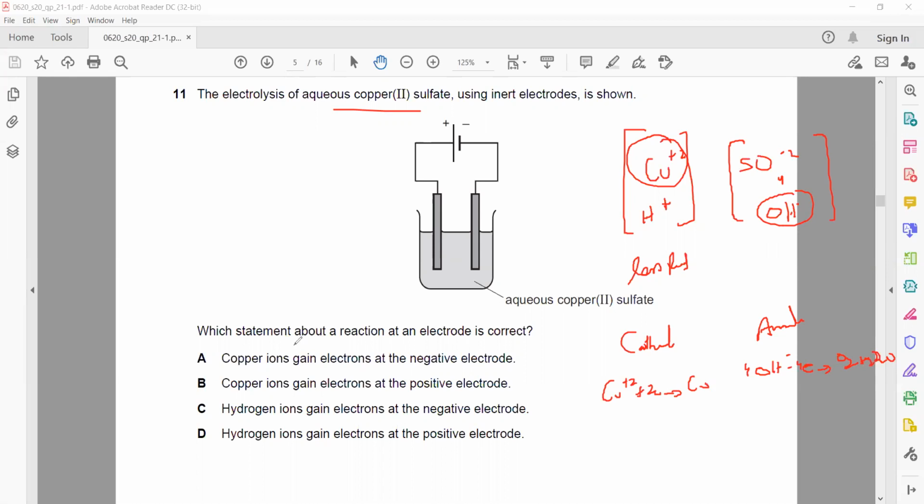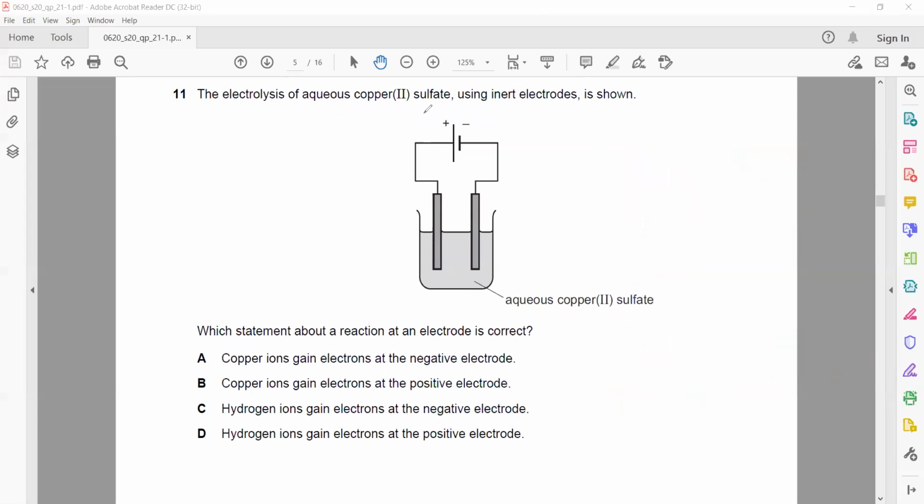Now we have to check which statement about the reaction is correct. Copper ions gain electrons at the negative electrode. That's true because the negative electrode is the cathode and copper ions are gaining electrons, so that's why A is the right answer. The other option, hydrogen ions gaining electrons, is wrong. Hydrogen ions do not move because they are more reactive than copper, so option A is the right answer.